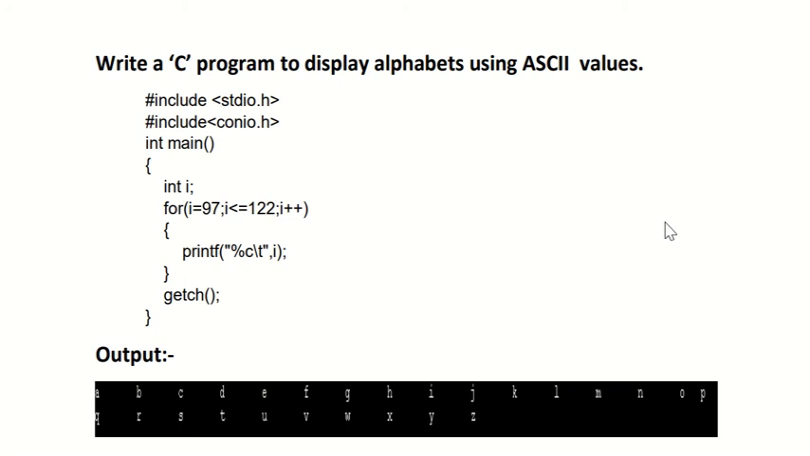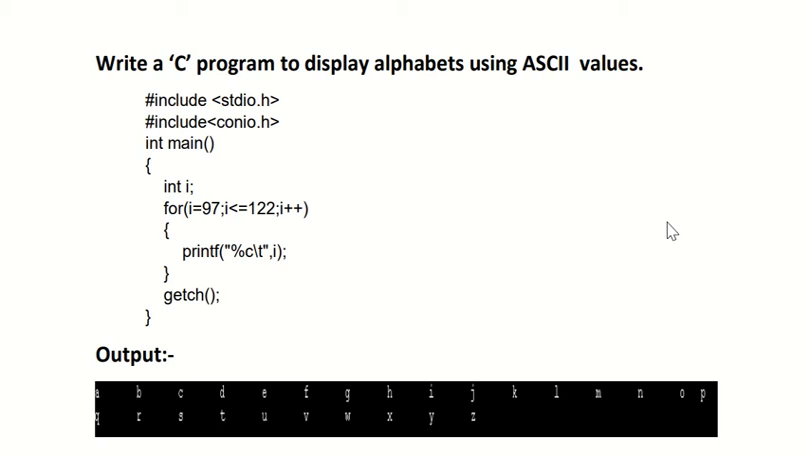Hello everyone. So today's topic: write a C program to display the alphabets using the ASCII values. Before we go ahead, the full form of ASCII stands for American Standard Code for Information Interchange. Basically, in this program we are going to display the alphabets from A to Z, but we are going to use ASCII values. Very simple program.